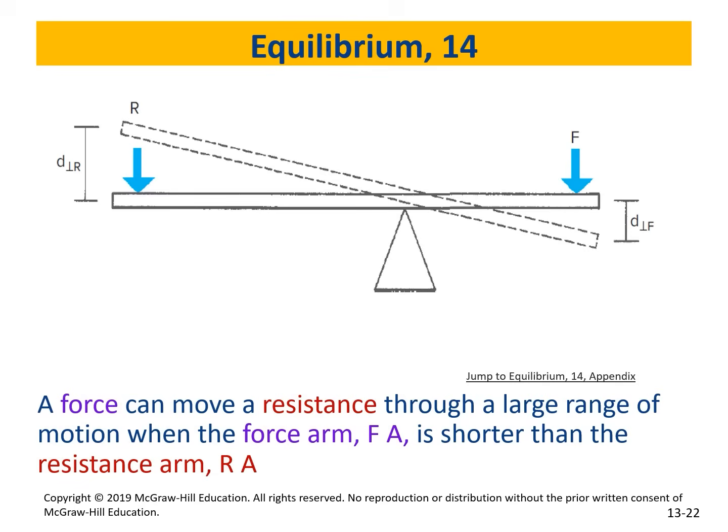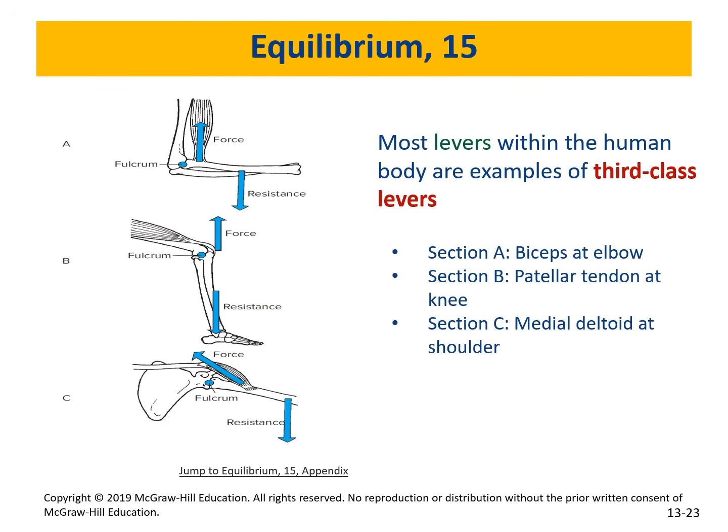There's another thing. With a smaller distance, a force can also move a resistance through a larger range of motion. That's D, which is a different thing, when the force arm is shorter than the resistance arm. And that's what I told you with the big rock and small rock. Now for the human body, remember we said most levers in the human body are examples of third class levers.